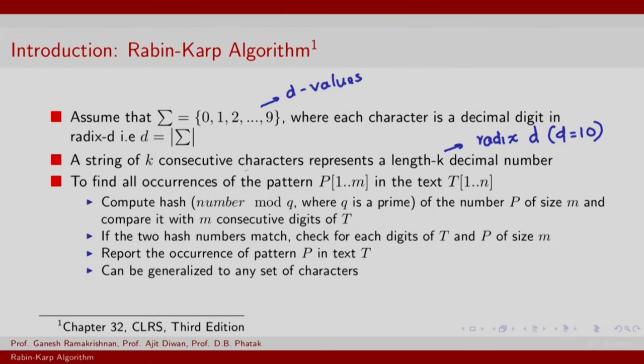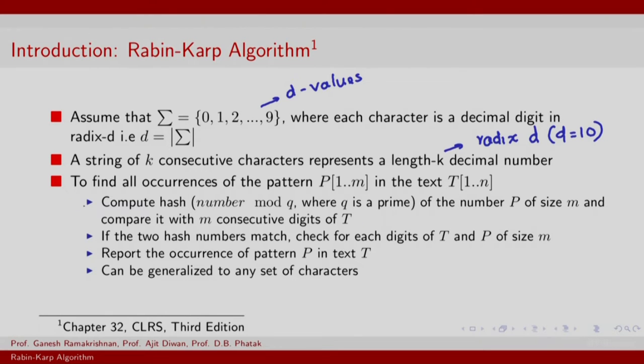So to find all occurrences of the pattern P in the text T, we will compute the hash, which is basically the number mod Q, where Q is chosen to be a prime, of the pattern P of size M, and compare it with M consecutive digits of T.